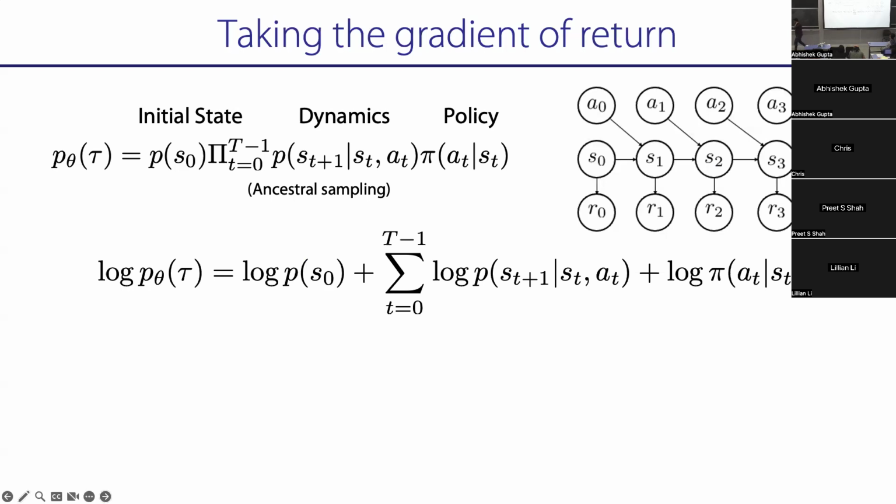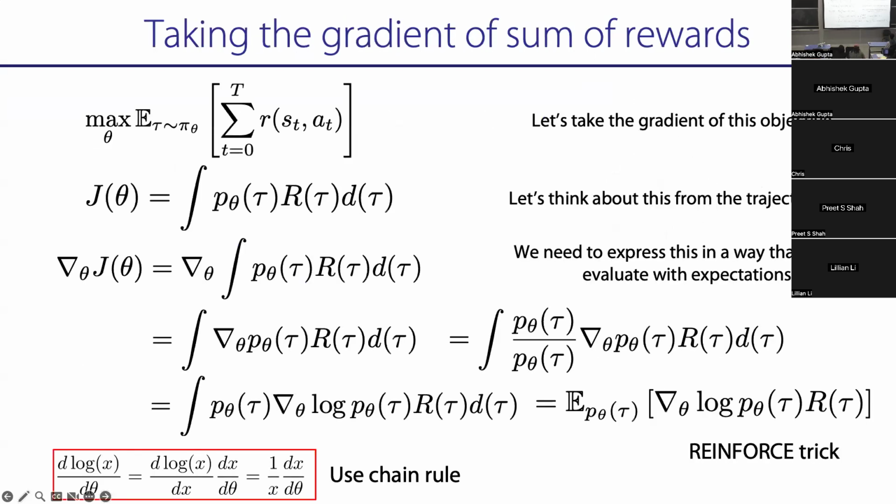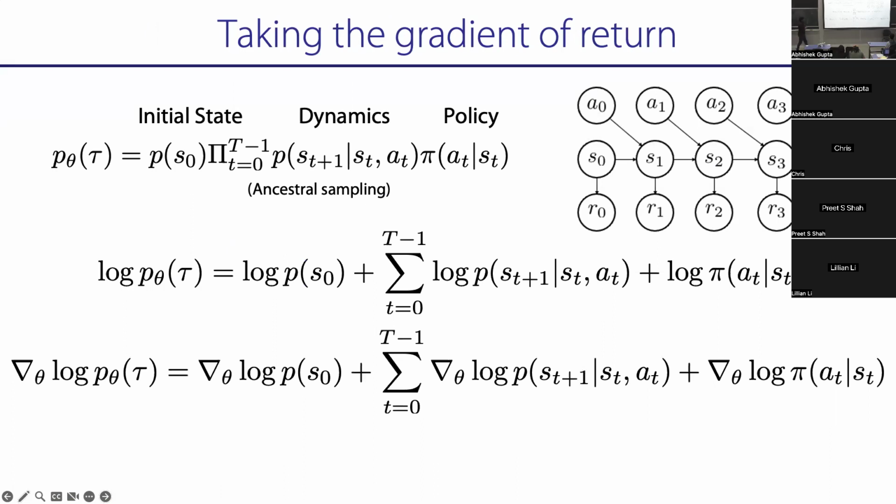Okay, so the next thing we want to do is take the grad log p theta tau. If you remember, our policy gradient objective is the expectation of grad log p theta tau times r tau. And so we just want to take the gradient of this. The gradient of a sum of things is the sum of the gradients, so you can say it's the sum of the gradient of the initial state plus the sum of the gradient of the dynamics plus the sum of the gradient of the policy. Now, can we set some of these terms to 0? Which ones?